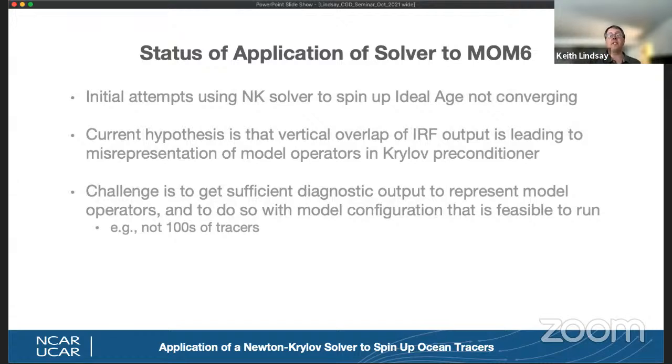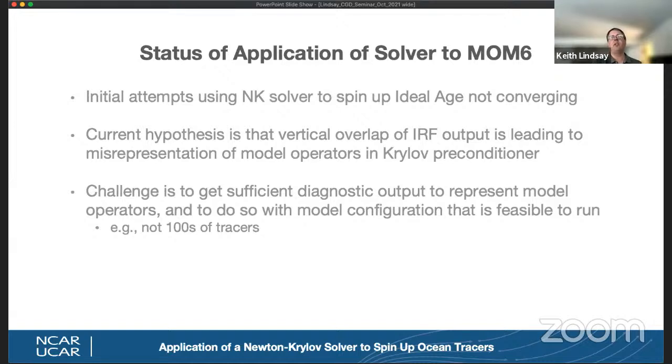Initial attempts at using this NK framework, with all these pieces in place, applying it to the ideal age tracer in MOM, the results are not converging, which is disappointing. I was hoping to be able to show you some lovely convergence plots in this presentation, but that did not come together.